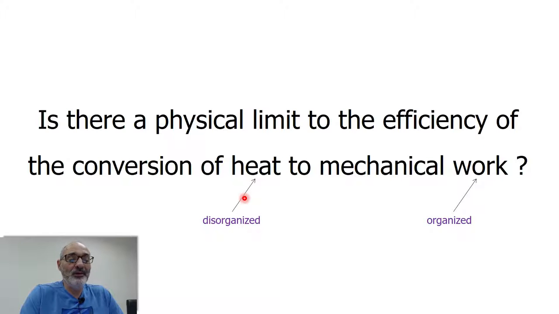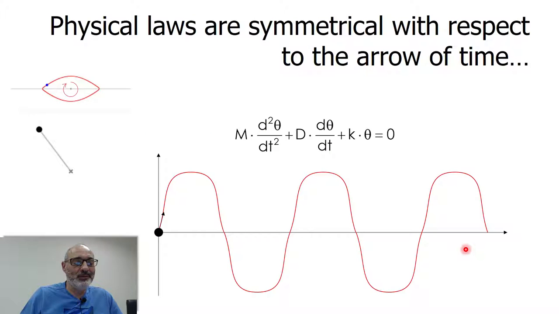is there a physical limit to the efficiency of the conversion of heat to mechanical work? Is there a physical limit to the efficiency of the conversion of disorganized forms of energy to organized forms of energy? I hope I didn't mess your minds up, okay? And that's what I'm trying to show you now in a few moments.